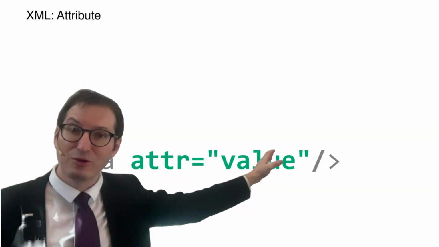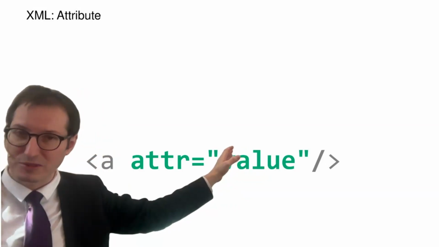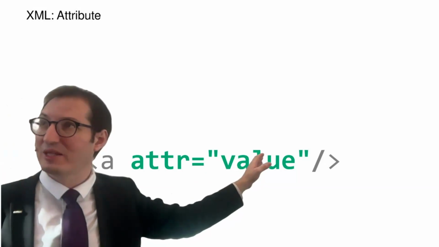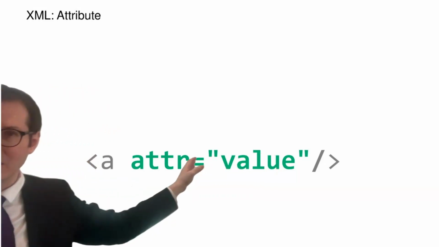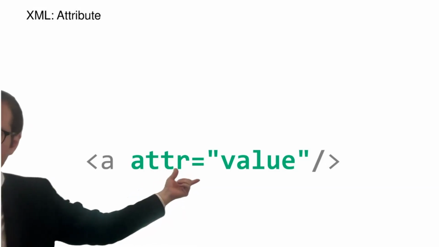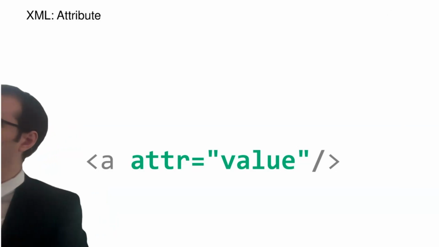And then you have the value of the attribute that must be quoted, double quotes or single quotes, right? So key value. And you can have many attributes if you want in the same element, but they just have to have distinct names, right? So this is the attribute attr with the value. So this is the second syntactic building block.